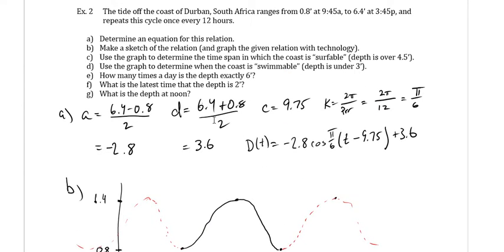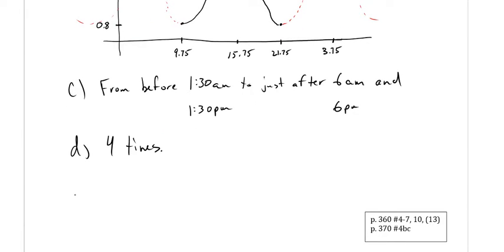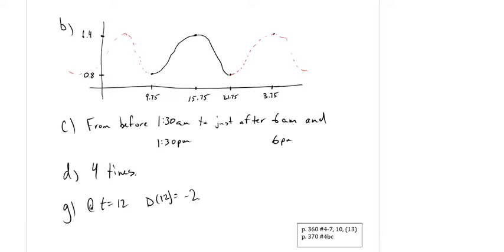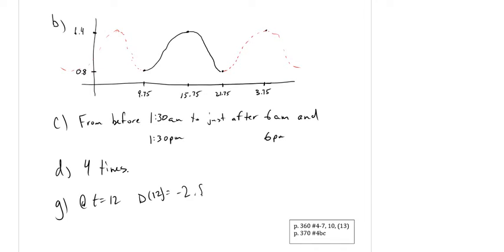Last question. What is the depth at noon? Now this is something that we can use our equation to figure out. Right? So this is when t equals 12, equals, where's my equation? Negative 2.8 cos pi over 6 bracket 12 minus 9.75 bracket plus 3.6. So if it gives you the time, you can put that into your equation. That part's not so bad.